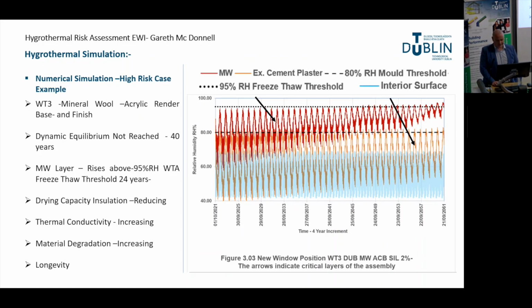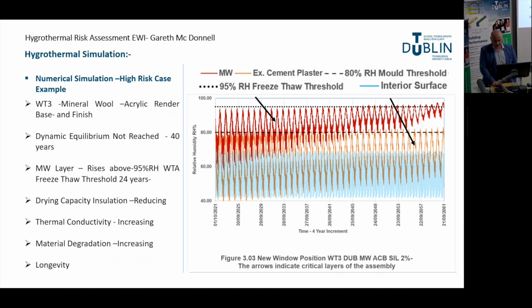And a high-risk assembly. The graph indicates wall type 3 with mineral wool and acrylic render. The assembly was simulated for 40 years and dynamic equilibrium was not reached. The relative humidity in the mineral wool is constantly rising and goes above the 95% relative humidity freeze thaw threshold after 24 years.